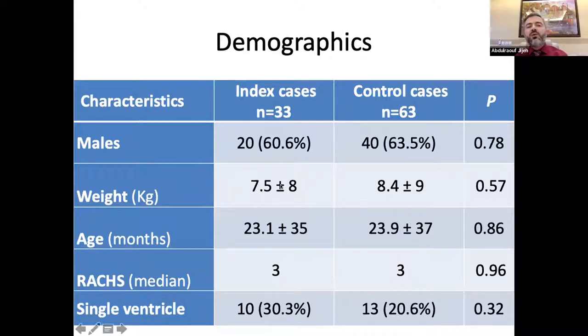So both groups, index cases and control cases, were similar regarding the weight, around 7 to 8 kilograms, and age around 2 years. Also the risk adjusted congenital heart score, the RACHS score, the median was 3 for both groups. The percentage of single ventricle physiology was almost similar, 20 to 30%.